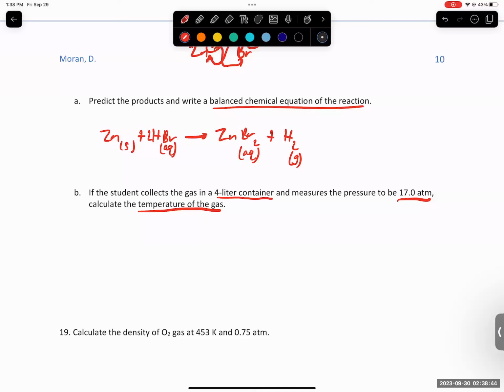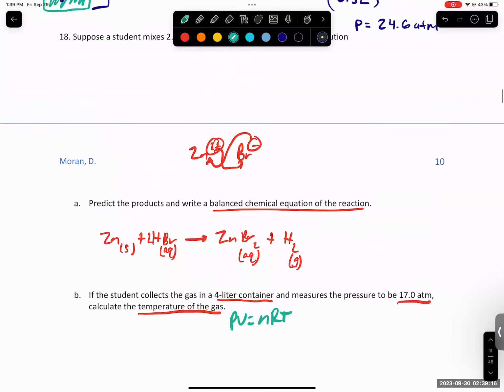But we have pressure, we have volume, we have R, and we have moles. So what law do we need to use? Yeah, the ideal gas law. PV equals nRT. That's the law we need to use, because we don't have an initial and a final. This is just everything lumped into one equation. All right, and we need to solve for the temperature here.